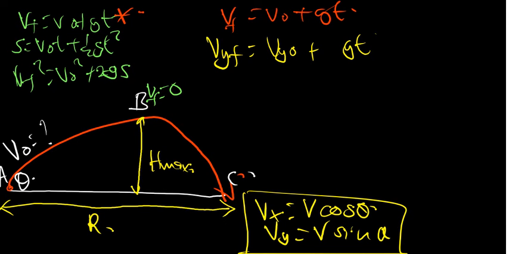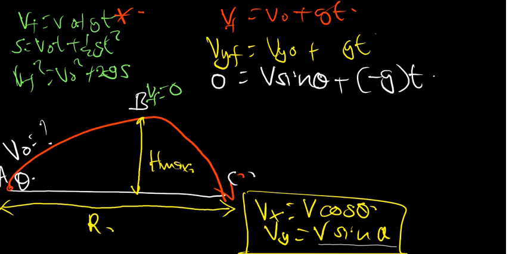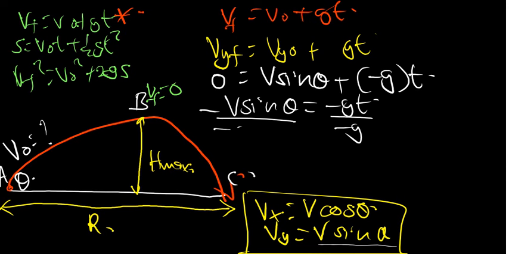Okay, now, what is our Vy final? The Vy final here, we can see that the final velocity at that particular point when it reaches point B is going to be 0. Then this V initial we have, but where we see Vy, we're going to replace it with V sin theta. So it's going to be 0 equals V sin theta plus negative G times T. So I can shift V sin theta to the other side. I'm going to have negative V sin theta equal to negative GT. Let's divide both sides by negative G.